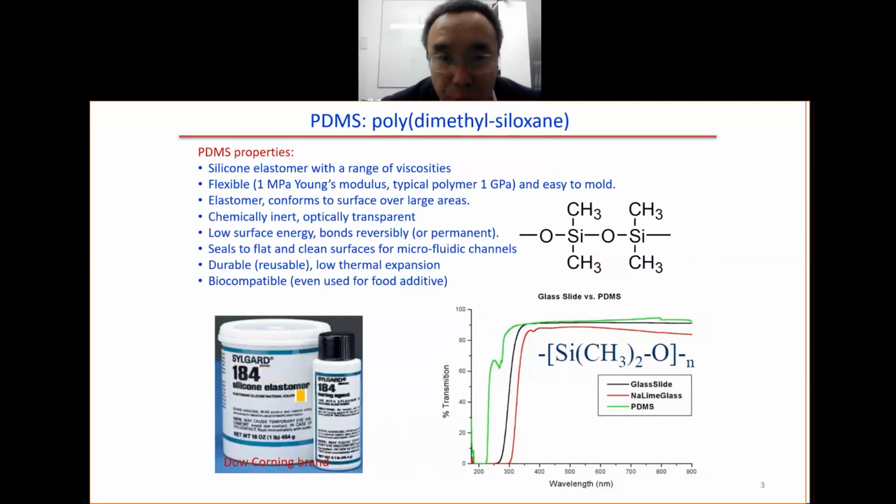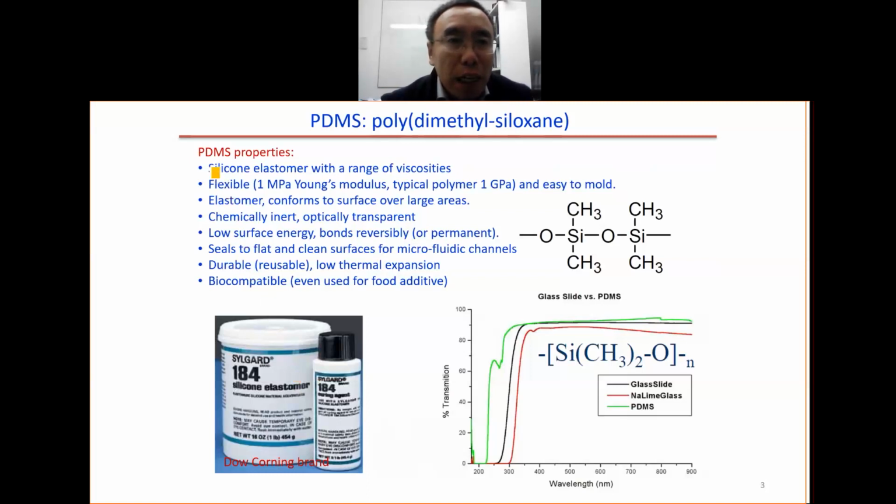Actually, this PDMS was not made for research. It is used like a silicone sealant for solar cells. For a solar panel, you want to seal it against water leakage, and this is used for that purpose. But researchers found that this material is very good for soft lithography, so they use this solar panel sealant material for soft lithography.